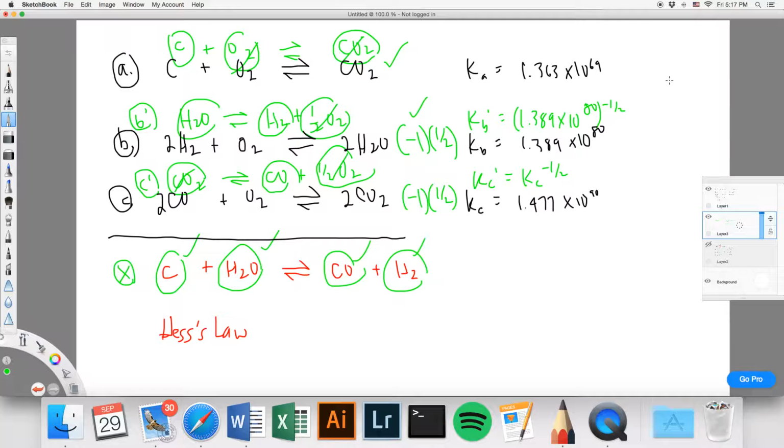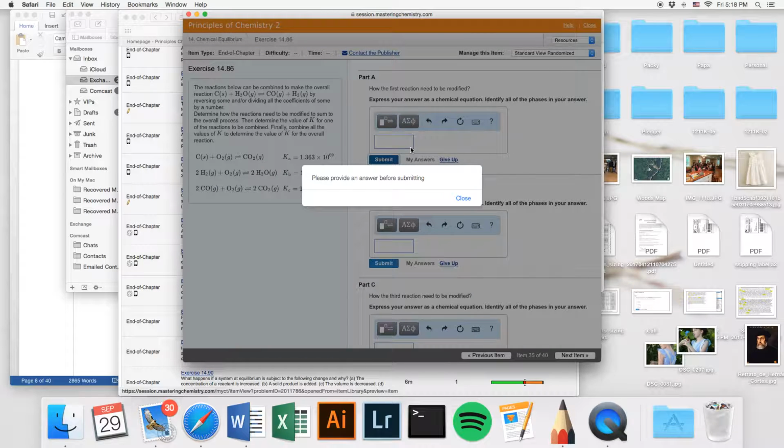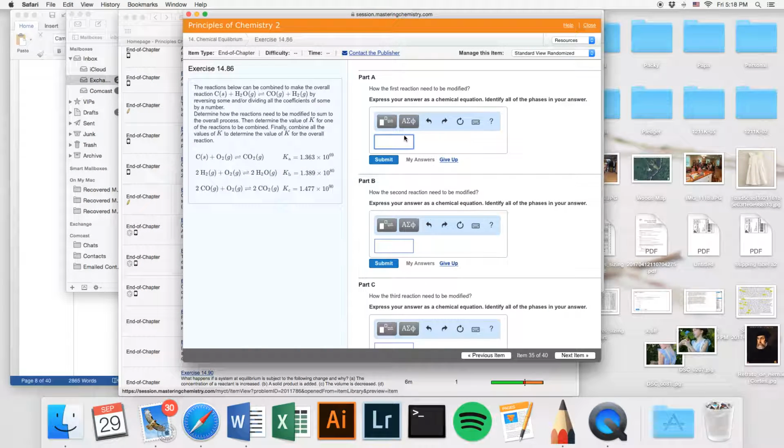The top one we left intact, just multiplied everything by 1. The second one, we multiplied everything by minus 1/2. And the bottom one, we multiplied everything by minus 1/2. So let's go back here now and look at the question. How does the first reaction need to be modified? And the answer is it doesn't. Okay, so let's come here, didn't mean to submit. Let's come here and say it is carbon, solid, plus O2.